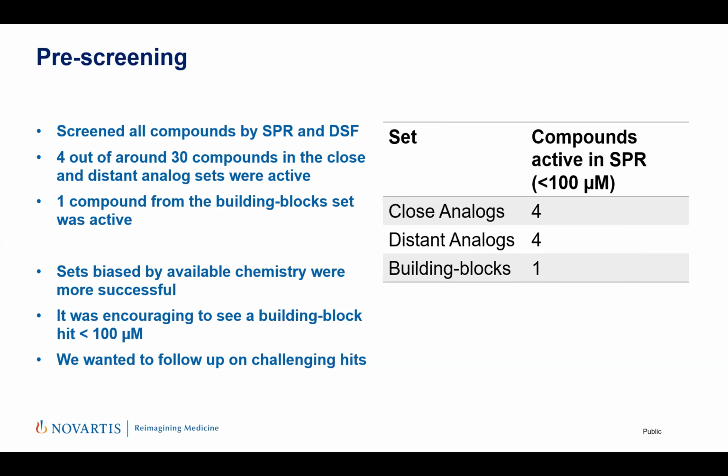So in a normal project, you would get 9 hits. You would see, we got 9 hits from 125 molecules. This could be something that we can start with. But we wanted to go for challenging hits. And so we took those 9 out of the set and performed the screening by 19F NMR.